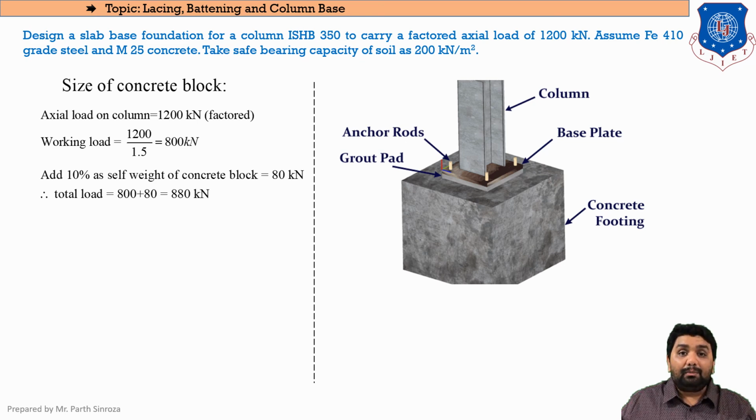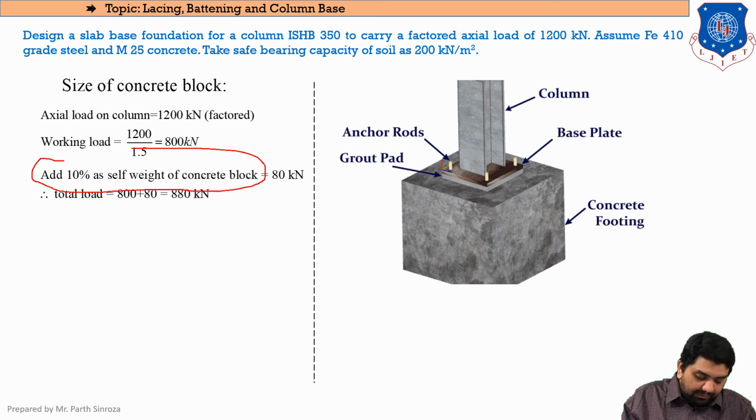And the next thing you need to remember is the self weight of concrete. According to the RCC portion, we always used to find the self weight of concrete according to the rho BD equation, clear? But in this portion, for our foundation portion, whether we'll be dealing with a foundation of RCC or of steel portion, you need to remember this: the self weight of the concrete foundation will always be taken as 10% of the working load. So 10% of the working load will be added as the self weight of the concrete block. So 10% of 800 comes out to be 80. So the total load comes out to be 880.